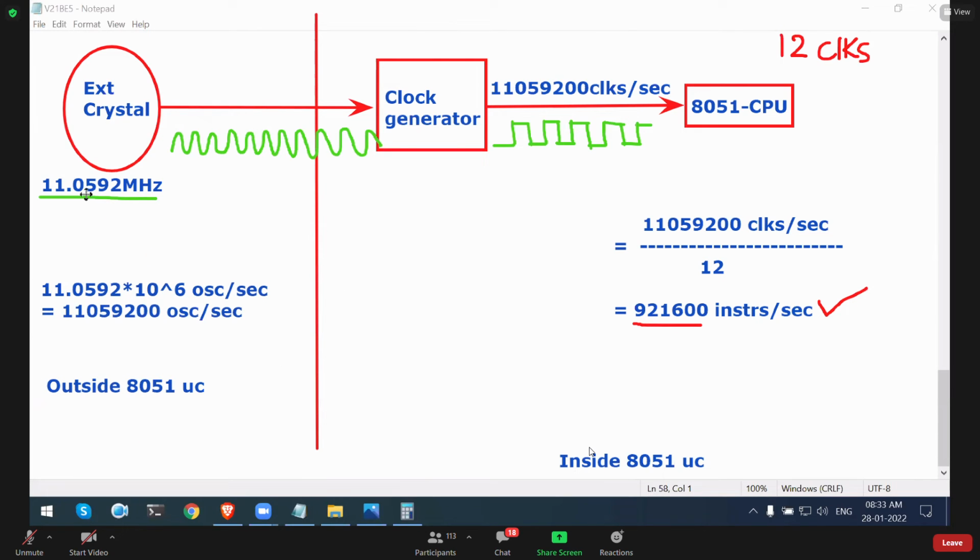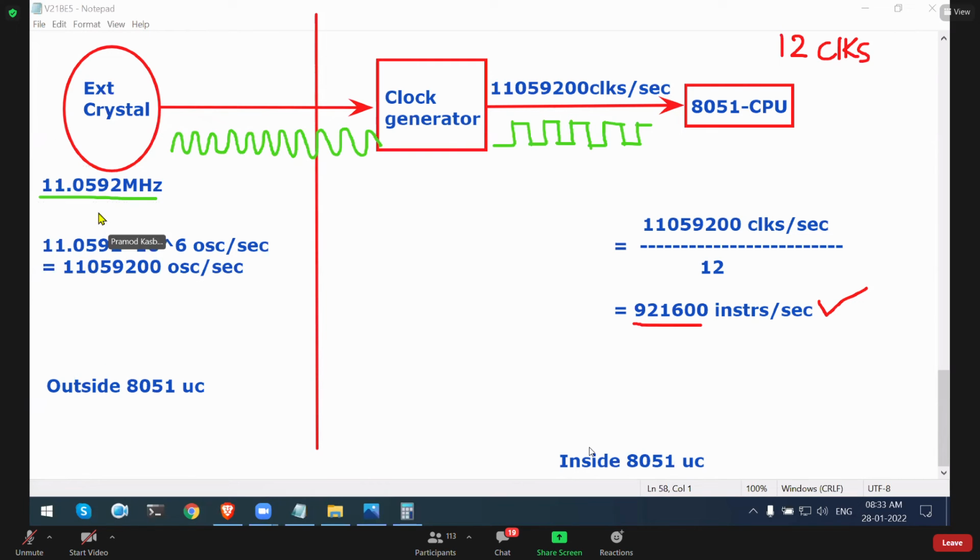This crystal oscillator, 11.0592 megahertz, is the crystal oscillator value. So 11.0592 megahertz means this external crystal can generate 11.0592 megahertz oscillations in 1 second. That is the meaning of the 11.0592 megahertz value. And you know very well, the number of oscillations per second is called frequency.